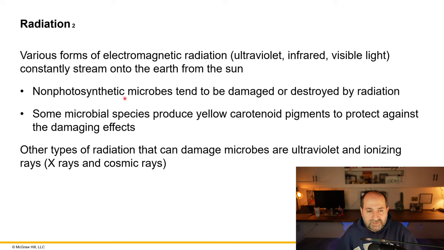Non-photosynthetic microbes tend to be damaged or destroyed by radiation, specifically UV radiation. Another type of radiation that can damage microbes is ionizing radiation, X-rays or cosmic rays. So some forms of radiation are required for life, such as visible light radiation to photosynthetic organisms. And some forms of radiation are deleterious to life or damage life forms, including ultraviolet or X-ray or cosmic rays as well.